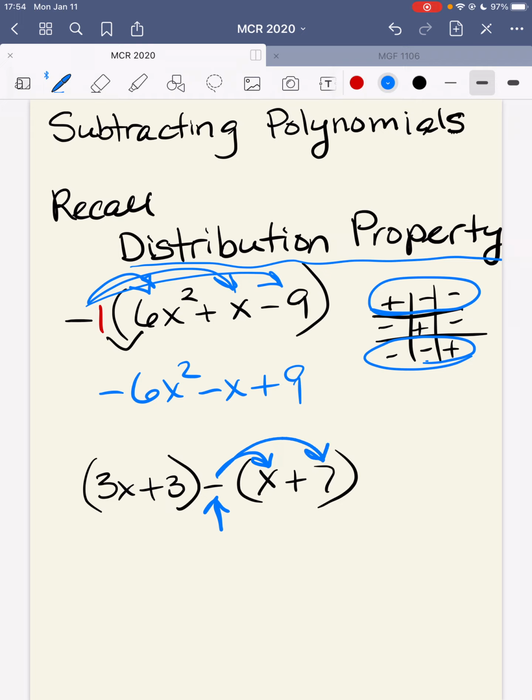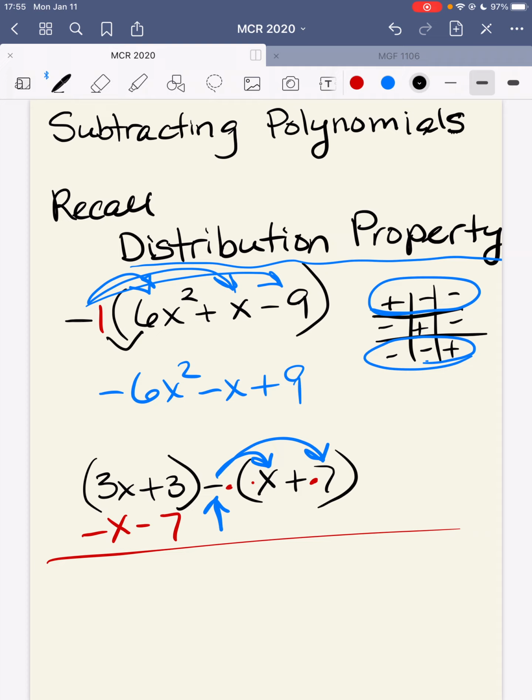Very similar to what I talked about before, I know my signs are changing, so I can do this while I'm changing my signs. A negative and a positive gives me a negative, so I have a negative x. I'm going to write it under its like term. Then I have a negative and a positive, which again gives me a negative, so minus 7. And then from there I can combine my like terms.